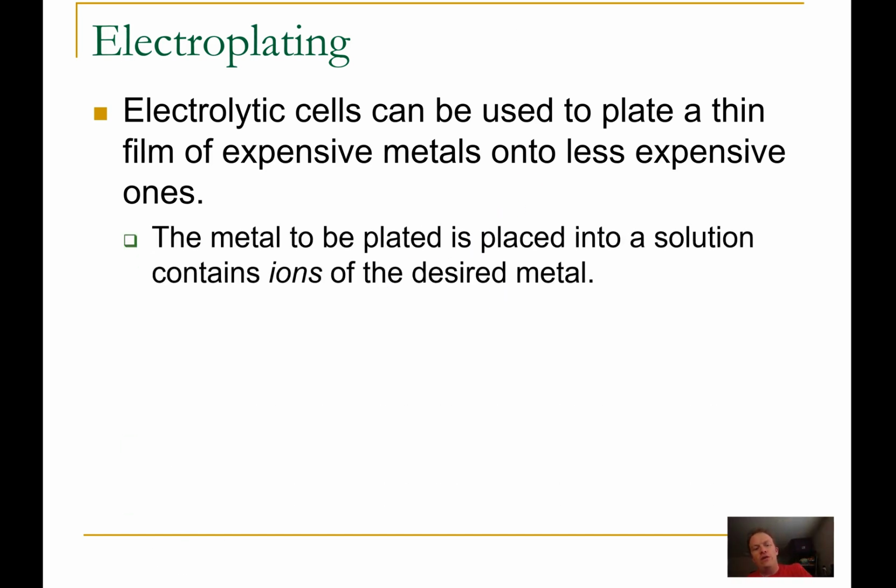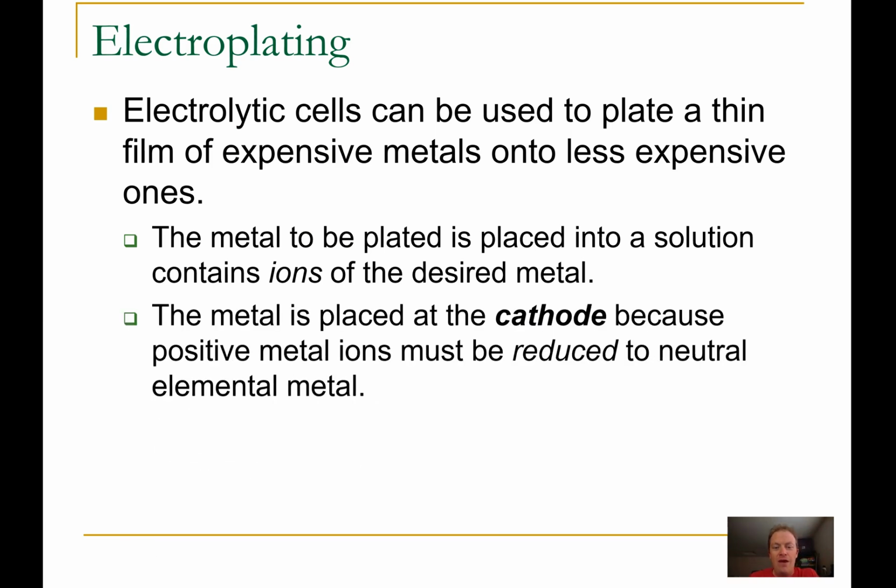So what you want to do is take the thing that you want to plate and put it into a solution that has ions of the metal that you want to plate. And then you put that metal at the cathode, because cathode is where the reduction happens. That's the negative one in this type of cell. And so those metal ions are going to be reduced. And when they are reduced, if your electrode is made of the metal you're trying to plate, they'll plate themselves right onto that metal and coat themselves around it.